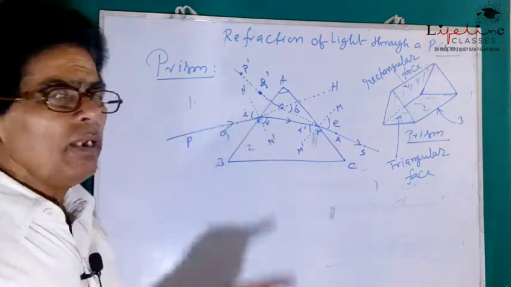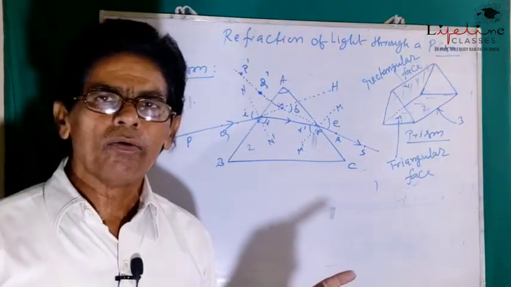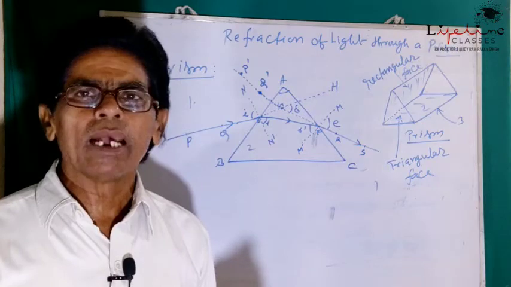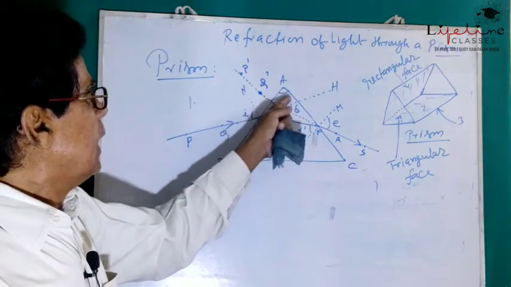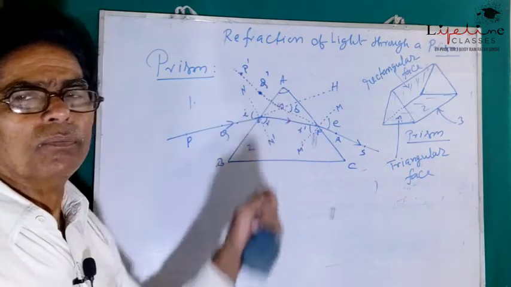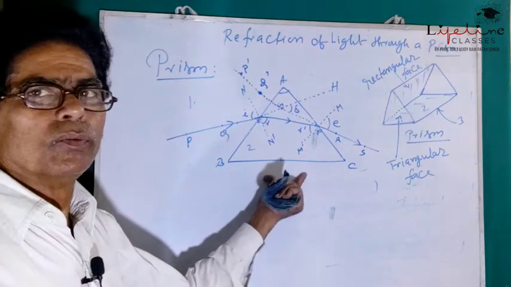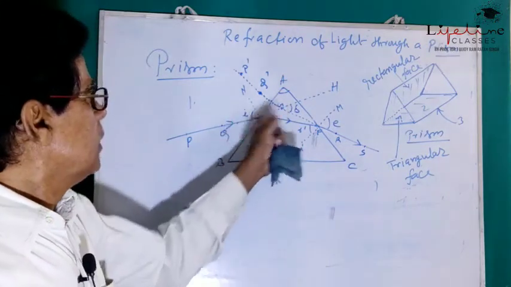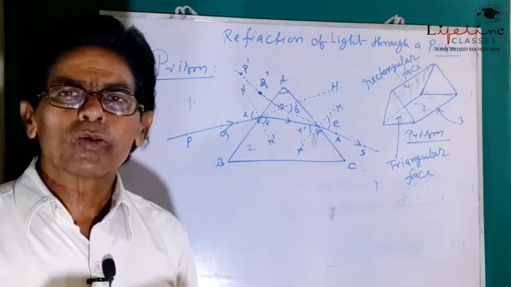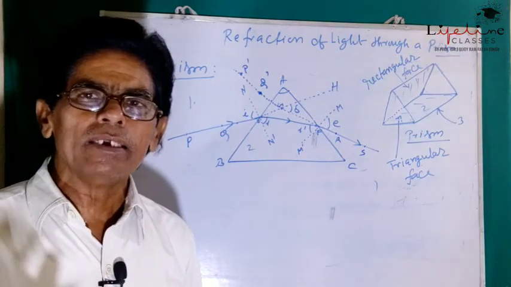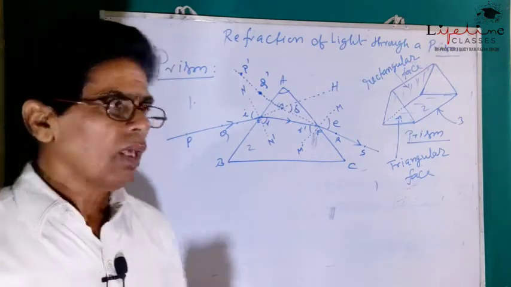Now there is an important term related to the refraction of light through the prism, that is angle of deviation. You see here, this is A, the angle of prism. The vertical angle opposite to the base, that is the angle between the two faces through which the refraction of light is taking place, is known as the angle of prism.